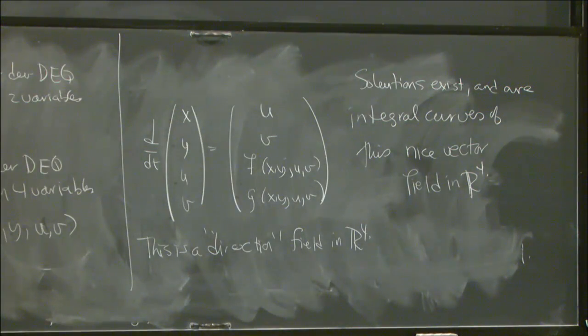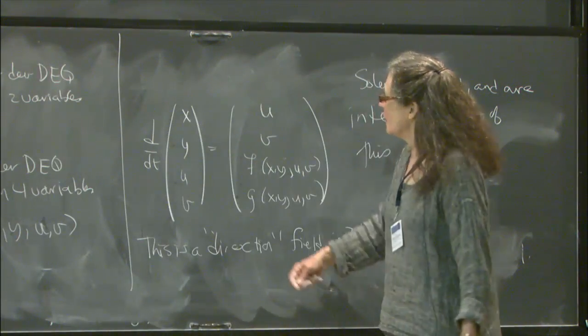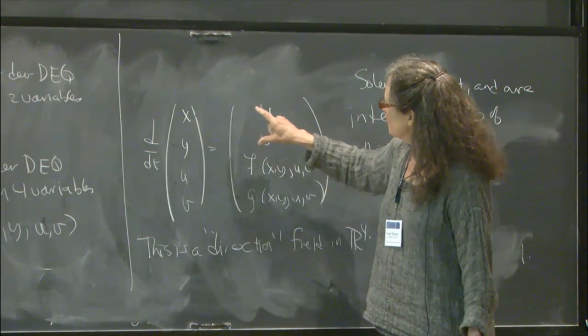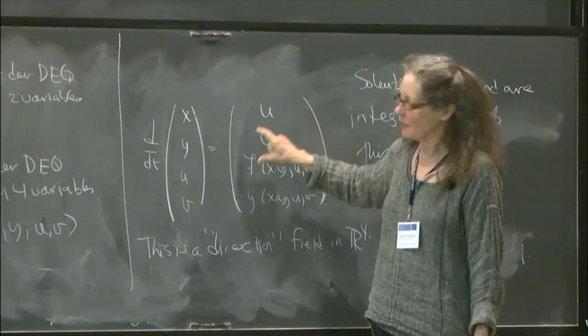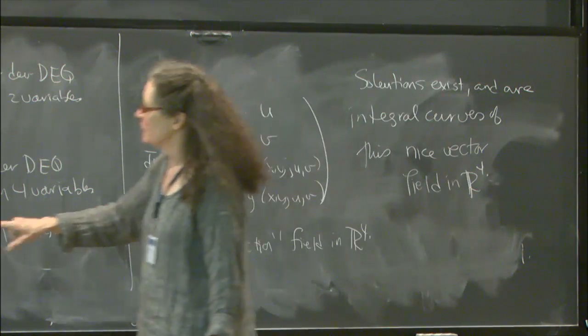This is an expression for the acceleration, right? And what these equations say is that the derivative of the position is the velocity, and the derivative of the velocity is this, which is what we wrote down here.